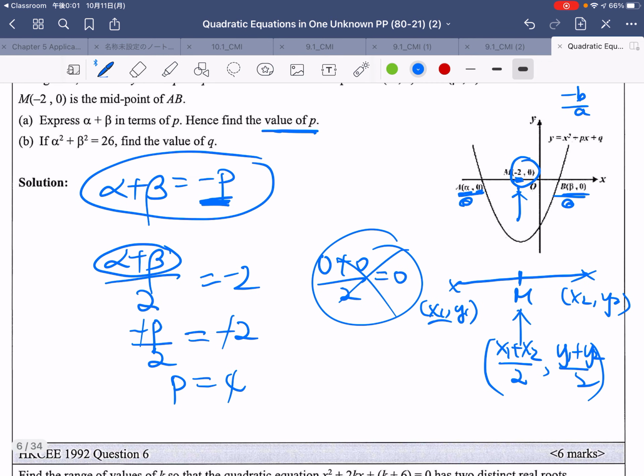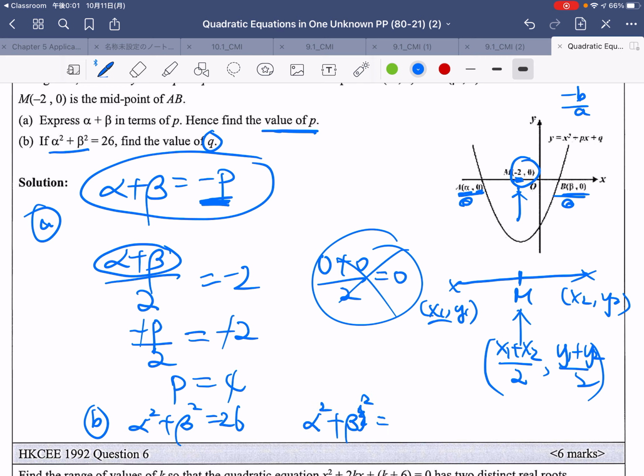So how about q? Because we have this one: alpha squared plus beta squared equals 26. Do you still remember alpha squared plus beta squared? This equals (alpha plus beta) all squared minus 2 alpha beta. I have asked you to remember this.